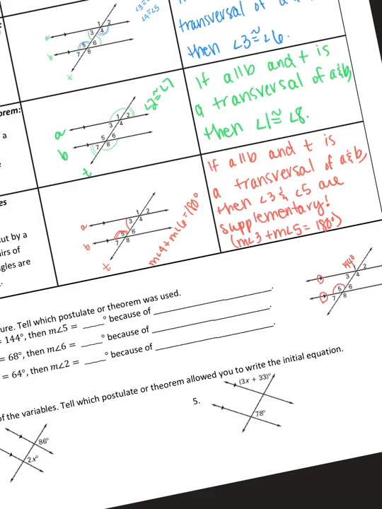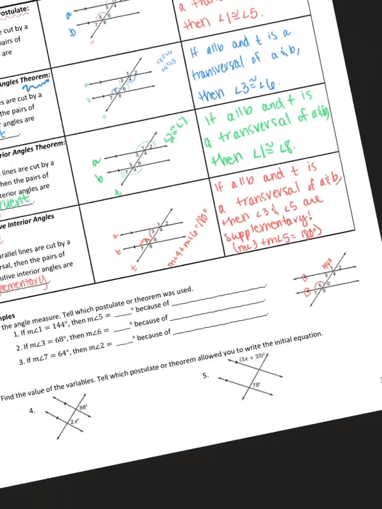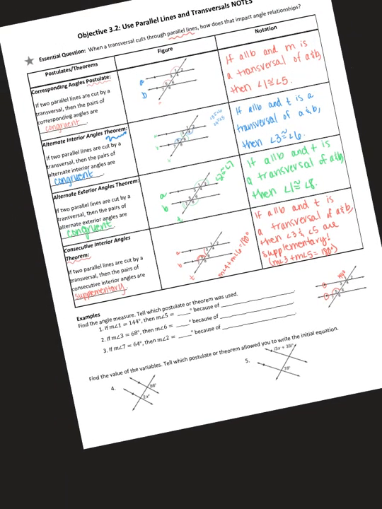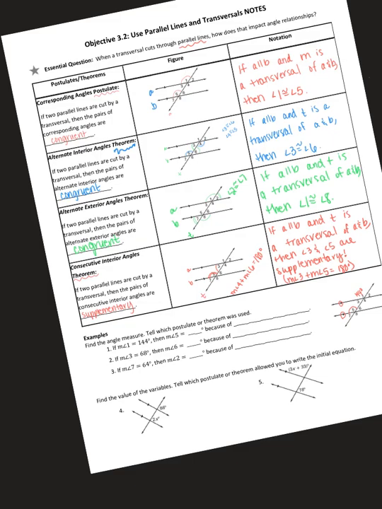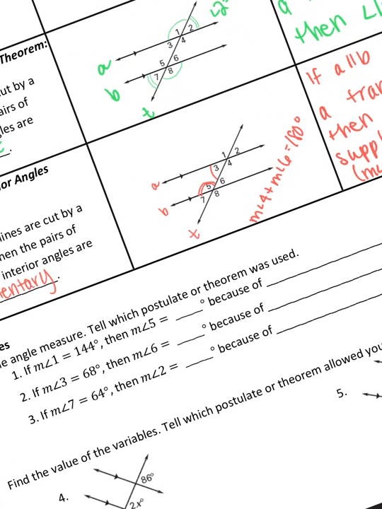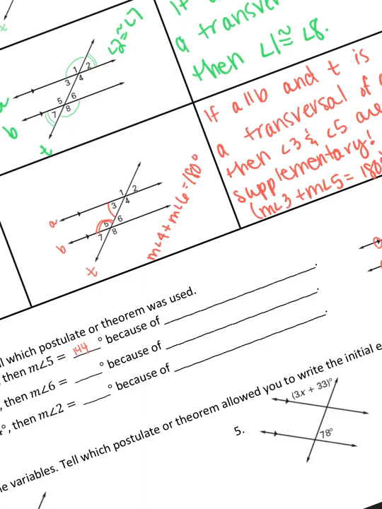The relationship between angle 1 and angle 5, that angle pair, those are called corresponding angles. And from our postulates and theorems, we found that corresponding angles were congruent. So if 1 is 144, then 5 is 144. And then we're going to give the reason of the corresponding angles postulate.